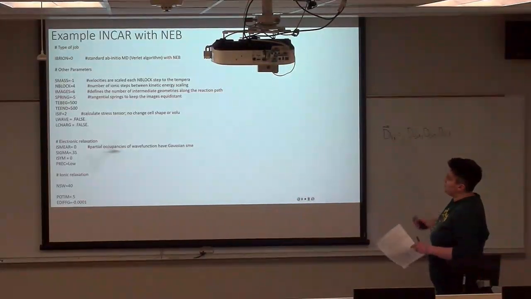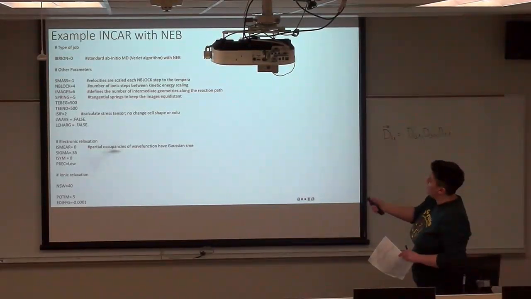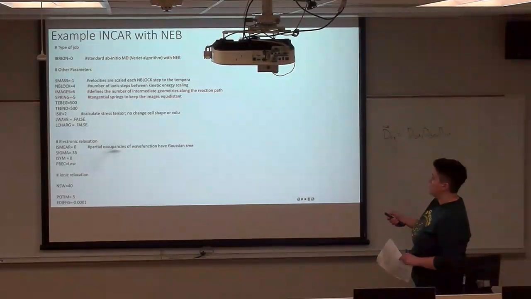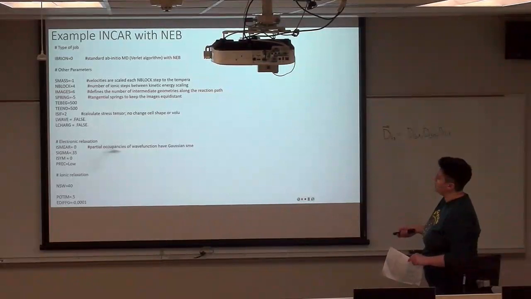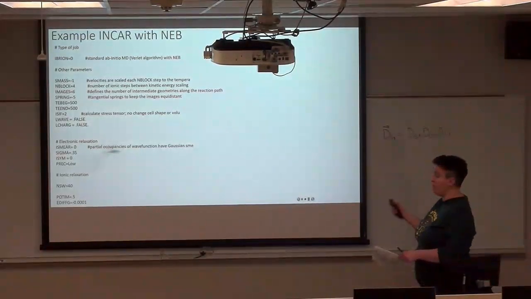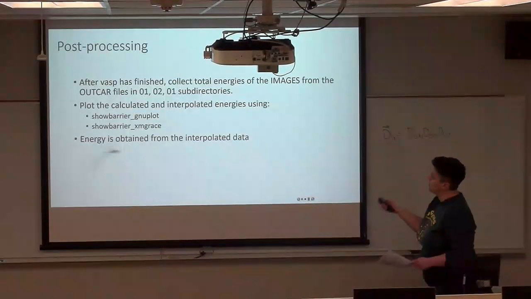So this is just an example where you see I decided to add IMAGES = 6, which defines the number of intermediate geometries along the reaction path, and then SPRING = -5 is an arbitrary value that sets tangential springs to keep the images equidistant. And everything else pretty much stays the same. I didn't run this, but I encourage you to run this to see what it looked like. I came up with a file, I'll show you what I got here in a second.